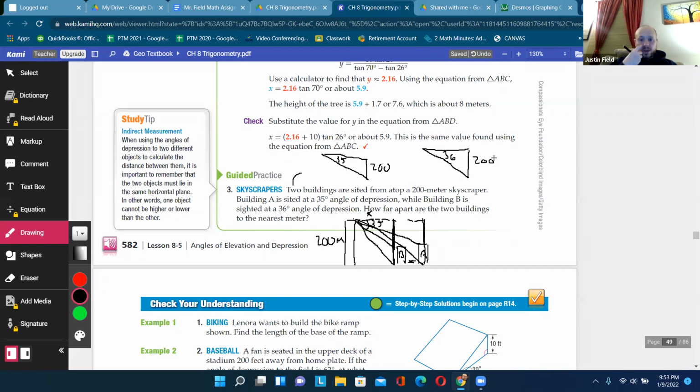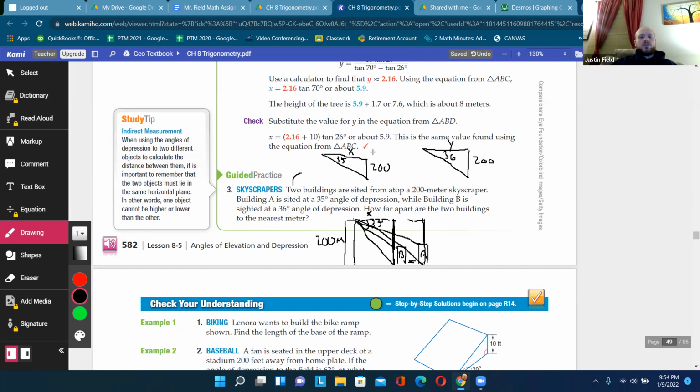200. And so we want to calculate these two side lengths, and then we want to subtract them. And that will be the distance between our buildings, because x and y are the total lengths from our skyscraper to the building.